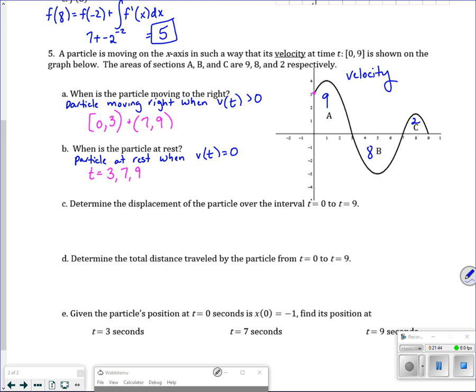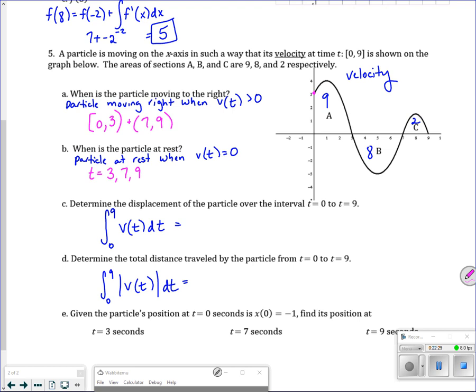All right, determine the displacement of the particle over 0 to 9, and letter D says the total distance traveled. Friends, it's those formulas that you have to memorize. Displacement is the integral from 0. What is displacement? It's the change in position, right? So displacement is just going to be, and you would have to write this on your paper, even though you're going to figure it out in your head, you would have to find that integral. And then the total distance traveled, remember, is when you have the absolute value of velocity.